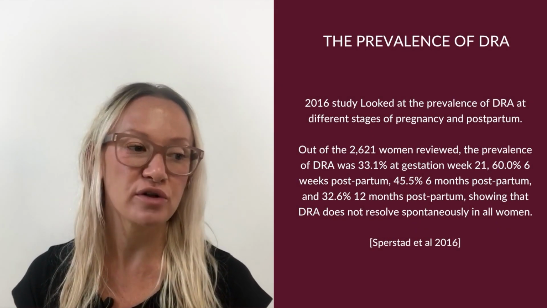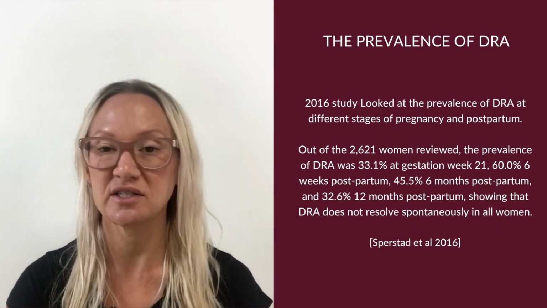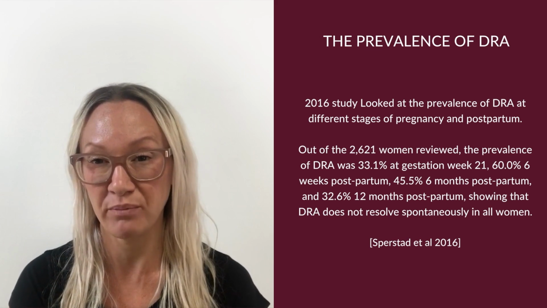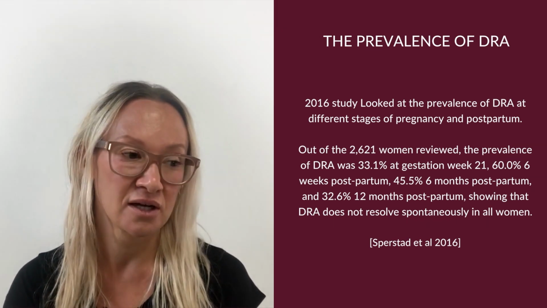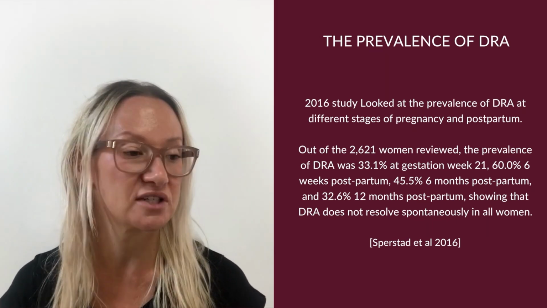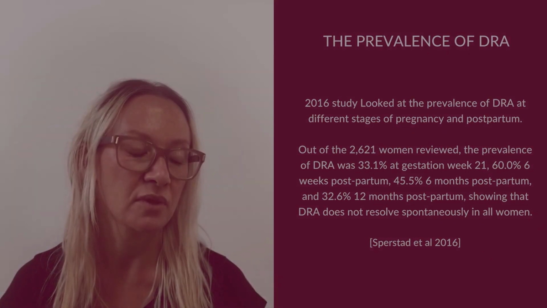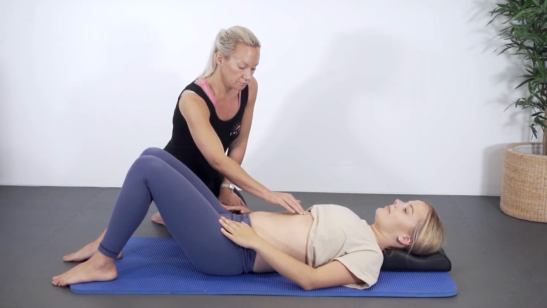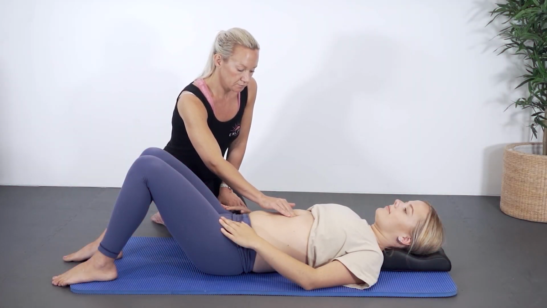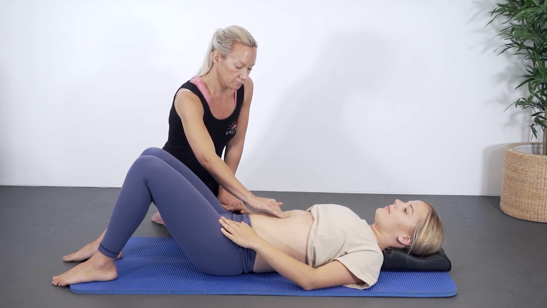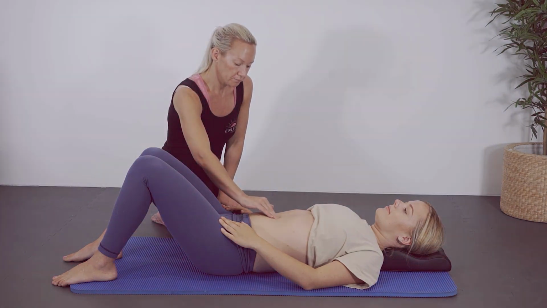So they looked at 2,621 women, which is a huge number of women. So really brilliant sample size that they've included here in their study. And we're actually palpating through the linea alba. So we are starting at the xiphoid process and we are feeling all the way down through the midline.